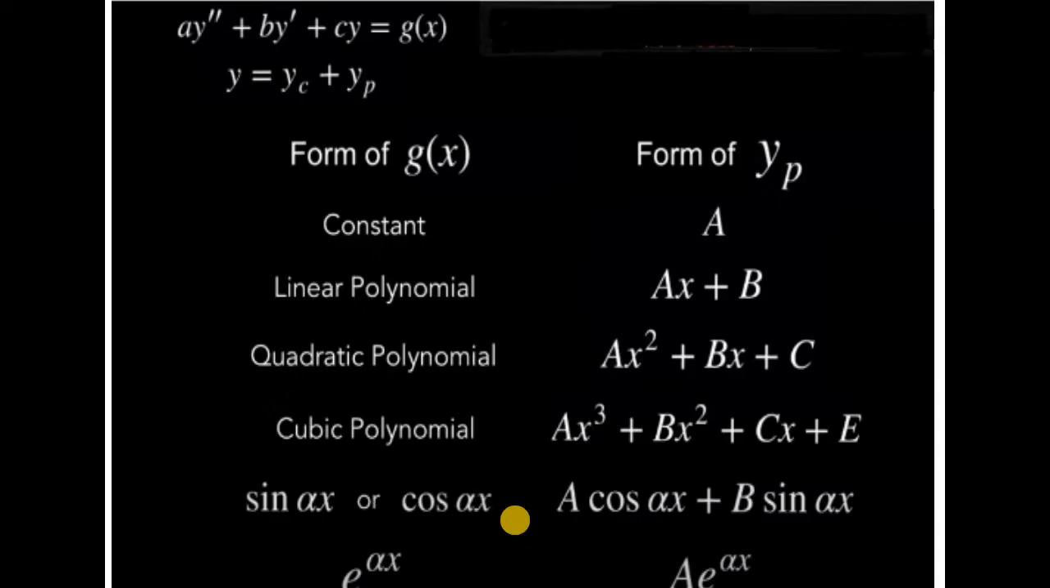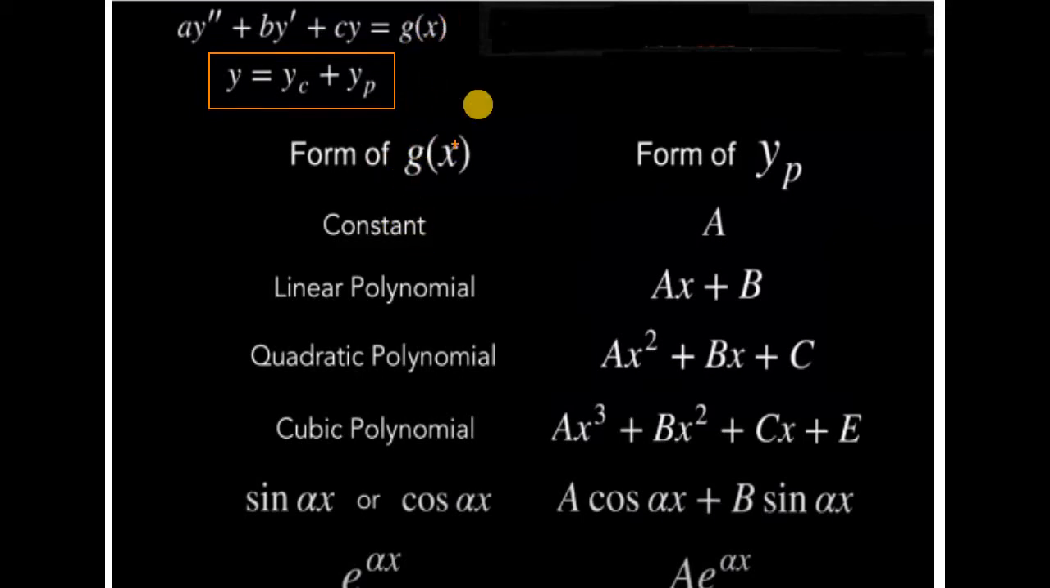Now we come to the next slide. Here we have a summary of the method. On the screen we see ay double dash plus by dash plus cy is equal to g of x. Here we have a non-homogeneous second order linear differential equation with constant coefficients a, b, c. Now the general solution of this second order linear differential equation will be y is equal to yc plus yp form of g.